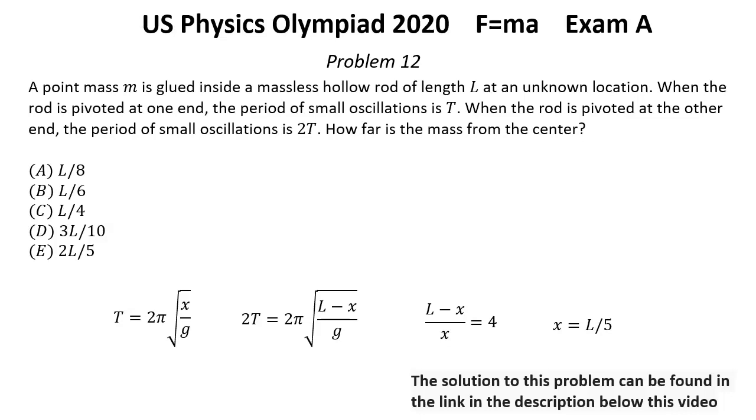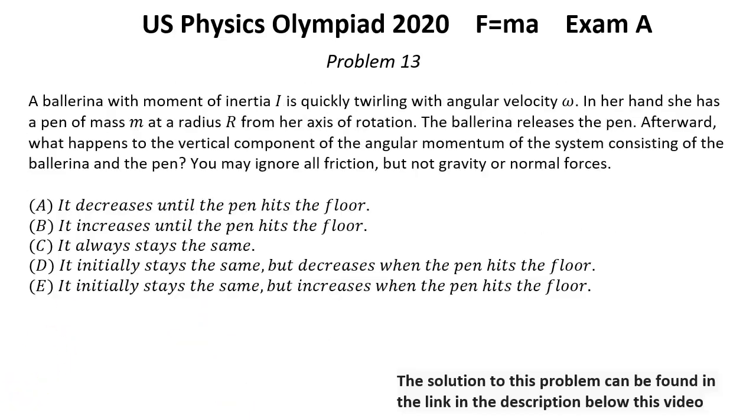And the last step is to calculate the distance from the center. That will be L over 2 minus L over 5, which is 3L over 10. And this is the answer D. That was the solution for problem number 12.